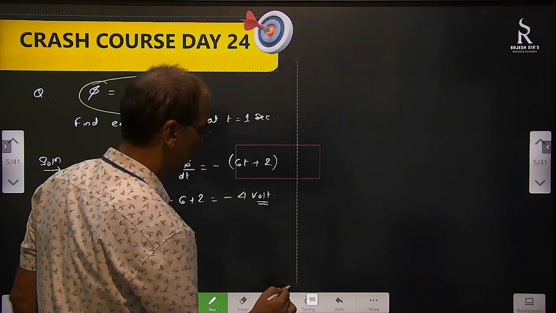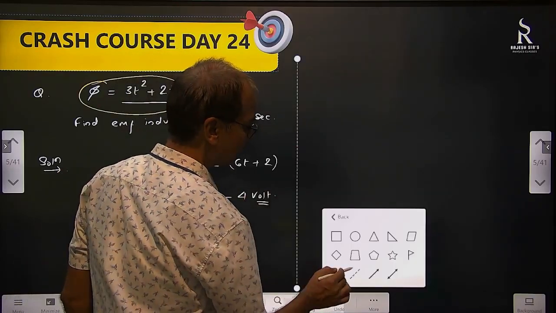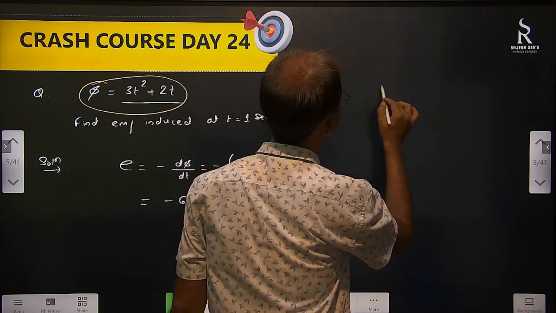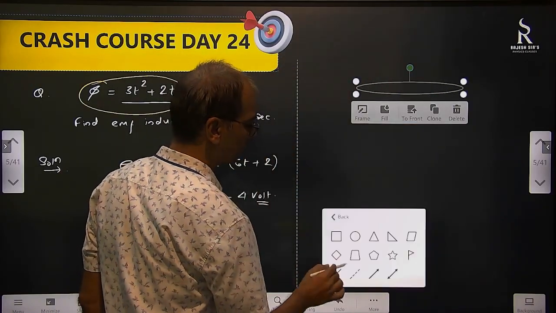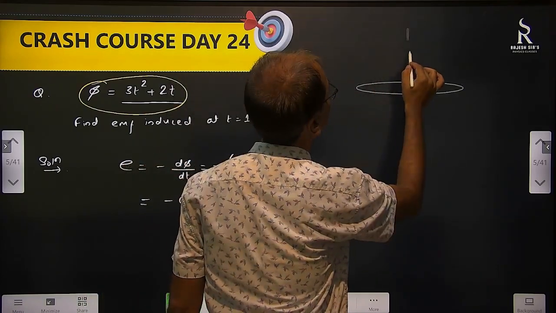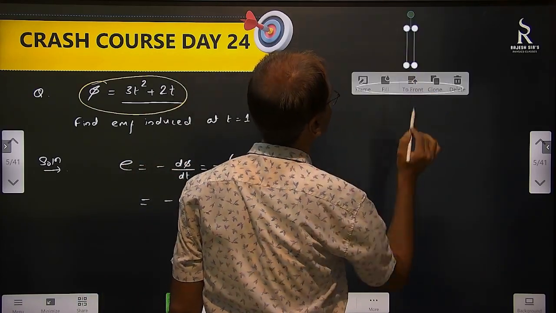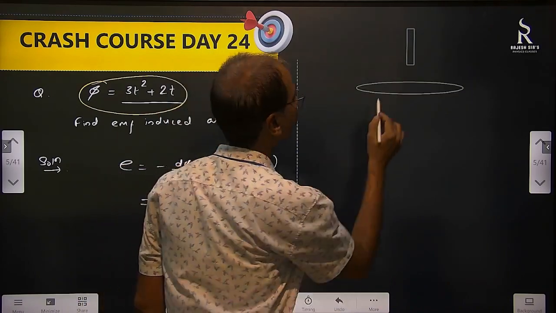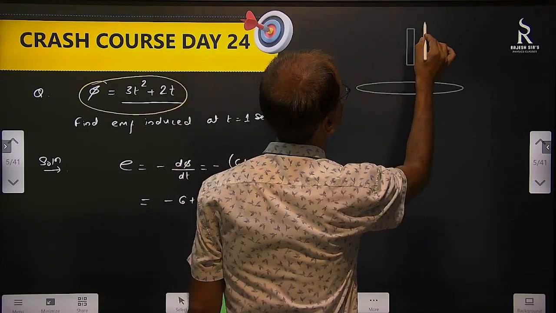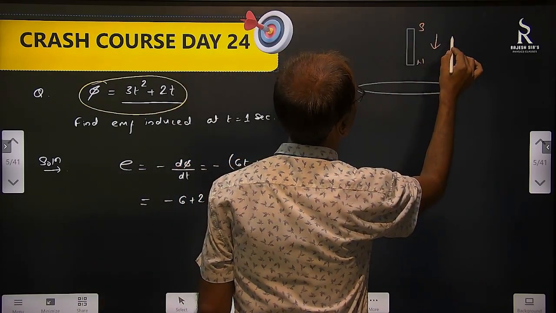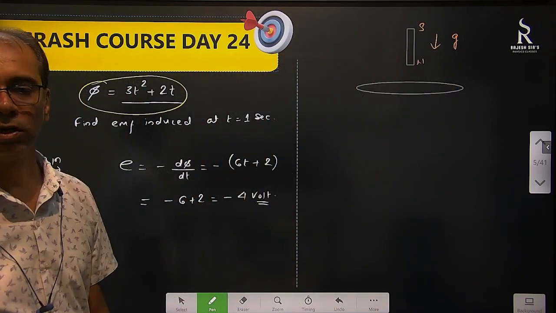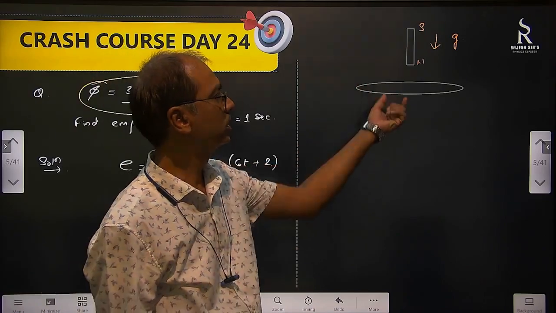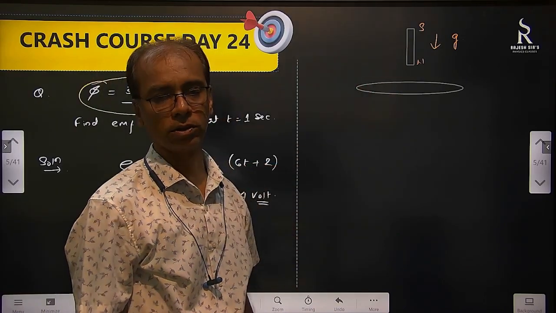Common questions, you can find them in books. It says that if there is a coil like this, and there is a magnet like this, and it's falling. This is north, let's say this is south, and it is falling down freely with acceleration g. As it's approaching this coil, what will be the acceleration?